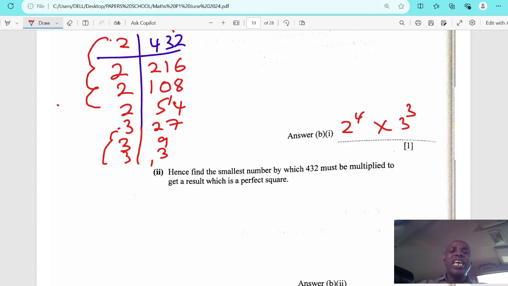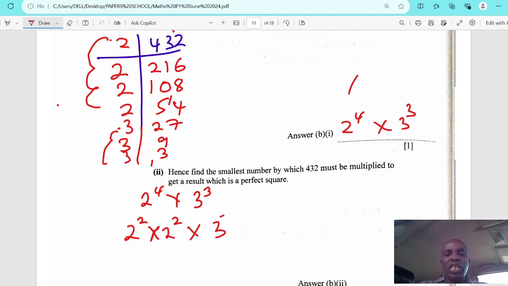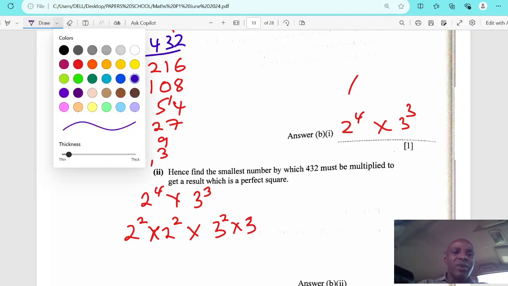Perfect square, all the items must be squared. So you take this one, 2 to the power 4 times 3 to the power 3. Make them squared, so it will be 2 to the power 2 times 2 to the power 2. You break this 2 to the power 4, then you break also this 3 to the power 2 times 3. So for a perfect square, everything must be squared.